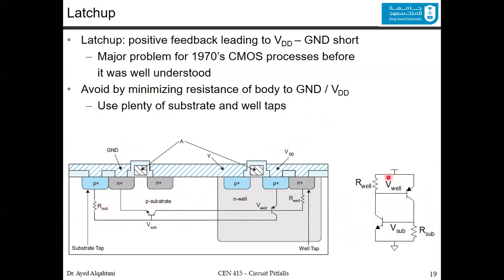It's actually redrawn here. So we avoid this by minimizing the resistance from the body to the ground and from the body to VDD. This way the current goes there and is not shorted between VDD and ground. So you use plenty of substrate and well tabs for that, and this is one of the reasons we have these two tabs.